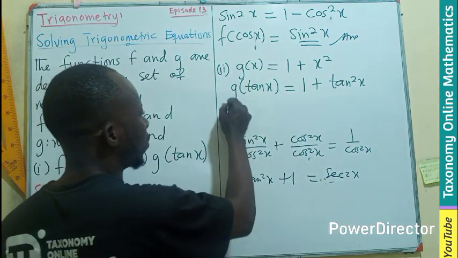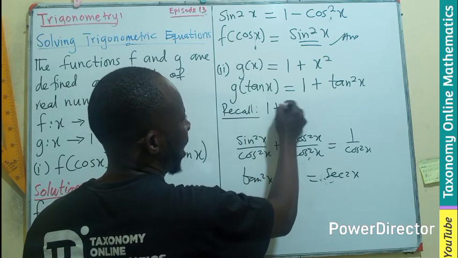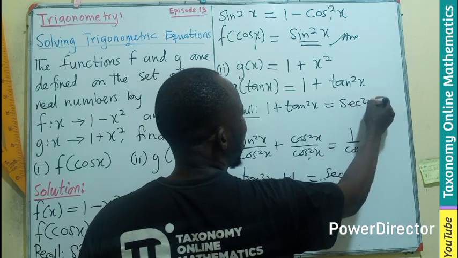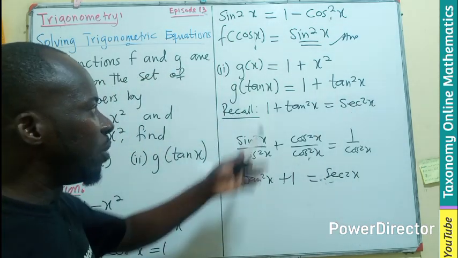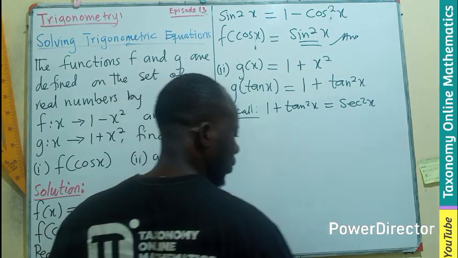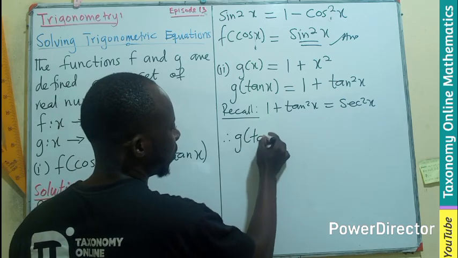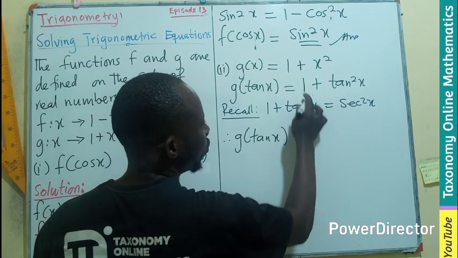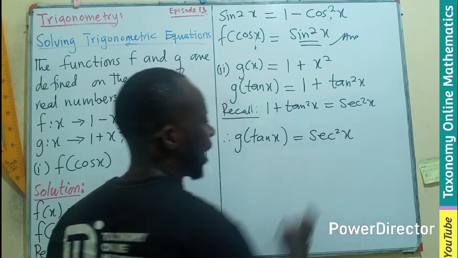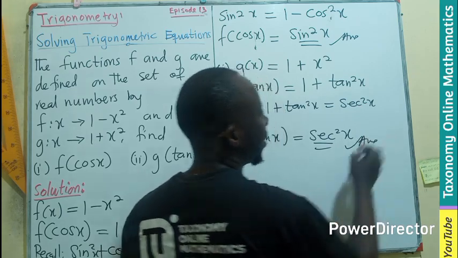So I can only recall that here my 1 plus tan square x is the same as sec square x. So I only replace the whole thing by that secant. That means g of tan x is equal to the whole of this, which is now becoming sec square x. So this also becomes the final answer.